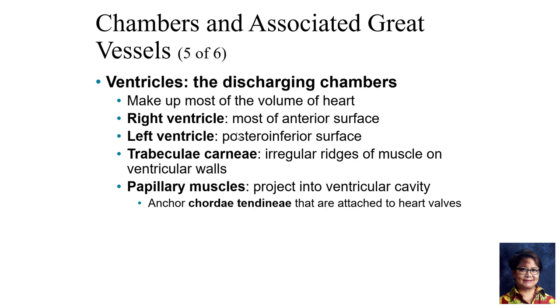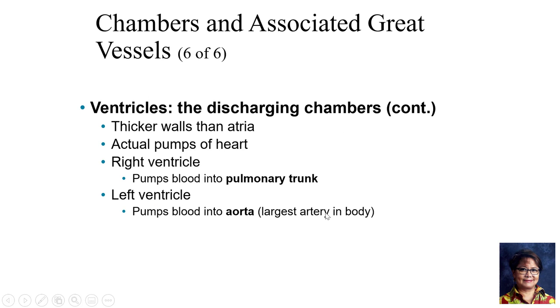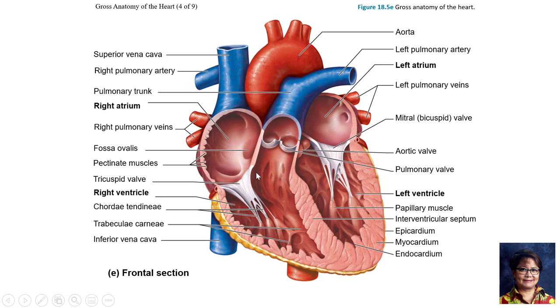Inside the ventricle itself is what you call the trabeculae carneae. These are irregular ridges of muscles on the ventricular walls. And then you also have papillary muscles. These are finger-like projections that project into the ventricular cavity, right? And just to take note, the papillary muscles are anchored by the chordae tendineae to the heart valves. Let me show you what it is.